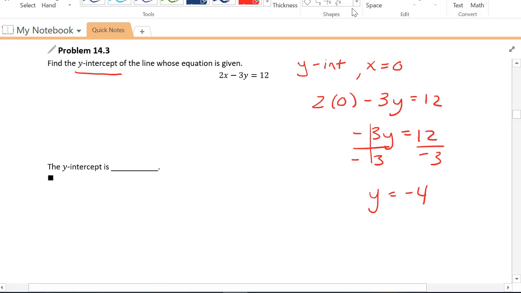Now we need a coordinate. Remember, the intercepts are always coordinates. The x-intercept is always a coordinate, the y-intercept is always a coordinate. What's that coordinate? Here we wrote that x is 0, and here we wrote that y is negative 4. So that coordinate is going to be 0, where the x is, and then negative 4. So that's our y-intercept, 0, negative 4. Keep that in mind: the intercepts are always coordinates. Okay, let's look at another one.